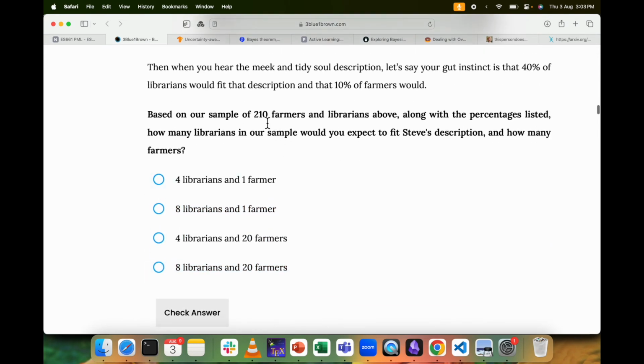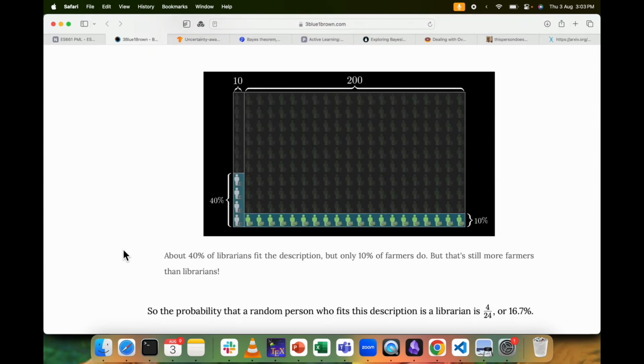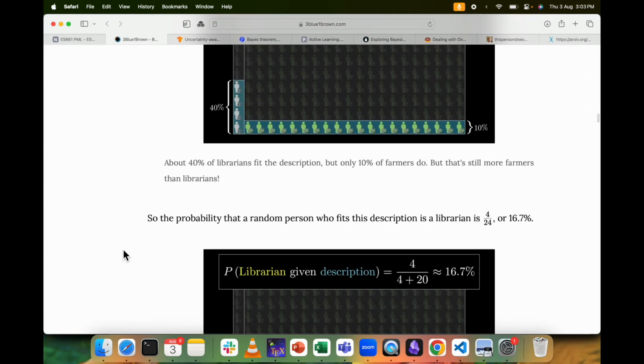So therefore, if we were to look at this sample of 210 people, we'd say that 4 librarians and 20 farmers would fit this description, right? And that is what is being shown. So the probability that a random person who fits this description is a librarian is 4 over 24, or 16.7%. So the probability of librarian given this description is 4 over 24. And this is where you want to be fitting in the Bayes rule. So what you just saw was the probability of a random person who fits this description, which is 4 over 24.